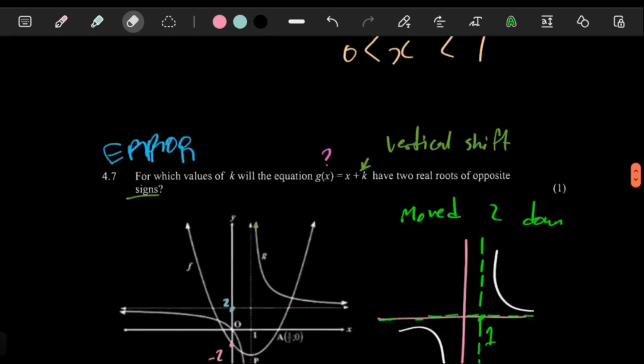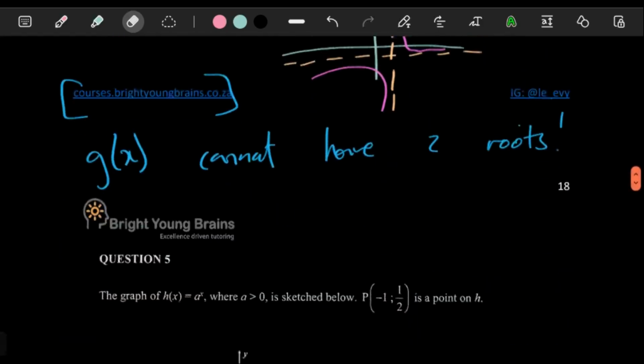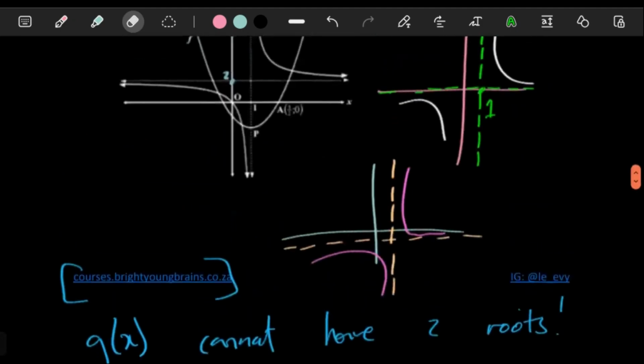For which values of k will this equation have two real roots of opposite signs? Graph of g, real roots, 2 of them. These don't make sense. So that's my suggestion for now. But let's move on to question number 5.